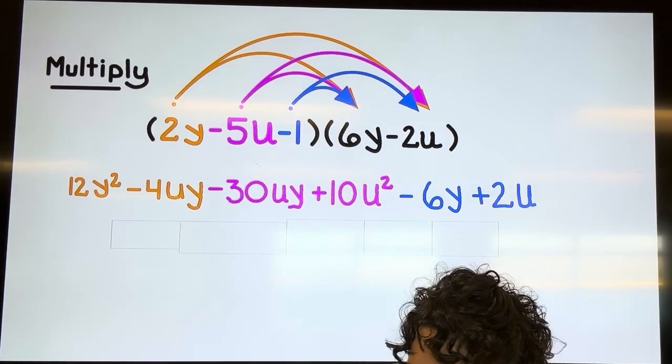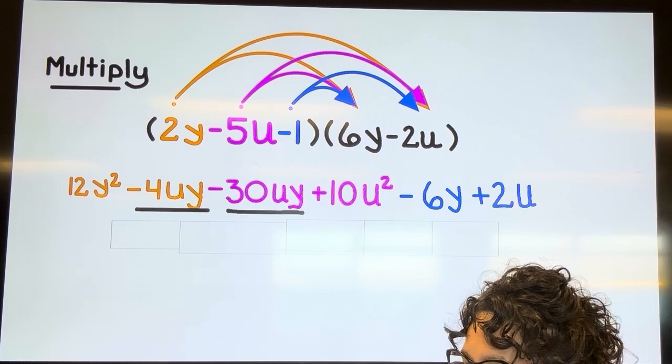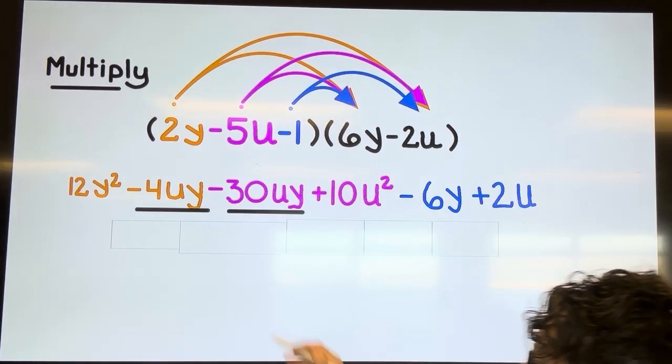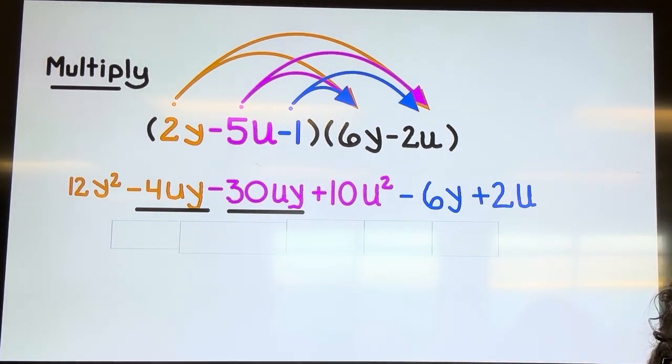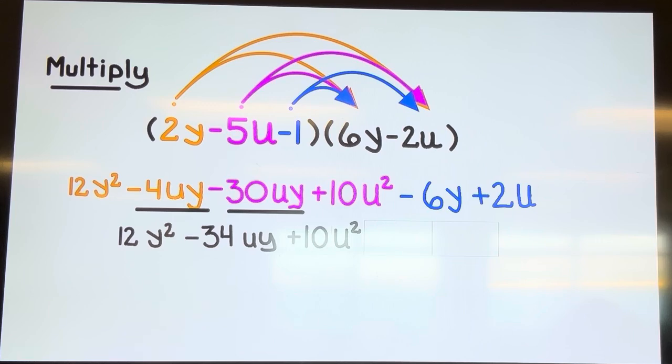Now when we're going through to look for like terms, there aren't very many. These are the only two. This one is a uy, and this one is a uy. But other than that, we don't have anything to combine. So negative 4uy and negative 30uy is going to make negative 34uy. The rest of these I'm just going to bring down. The 12y squared, the 10u squared, the negative 6y, and the plus 2u.